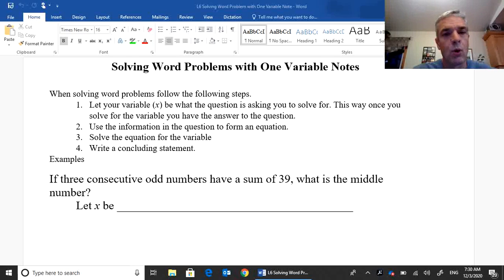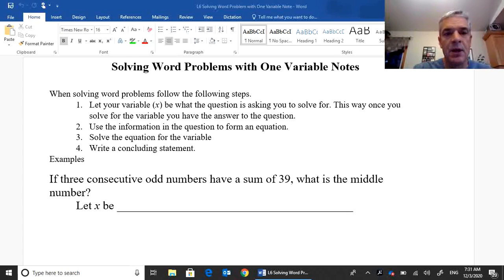Now, one of the most important things is make sure you read the question and read it well. I'd even say read it twice if you need to, just to be sure that you go over things. It goes without saying that you have to be able to read and follow that question well in order to be able to solve this.